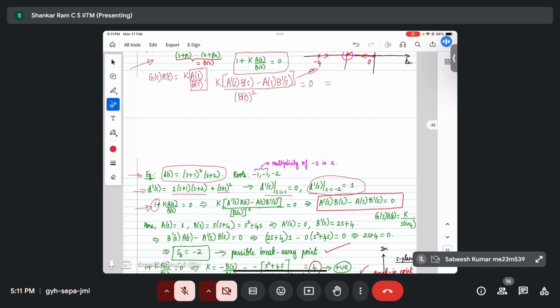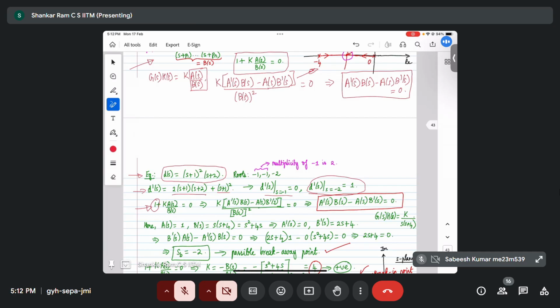So essentially this becomes equal to 0. Obviously, B(s) squared we can take to the other side, and K is not 0. So what you and I get is A'(s)B(s) minus A(s)B'(s) equals 0. In other words, if we solve this equation and figure out the values of s, they are the potential values of s where there may be repeating closed loop poles. So they may potentially be breakaway points or break-in points.